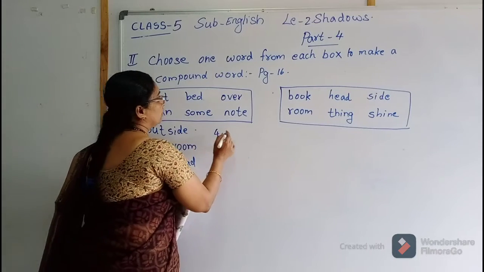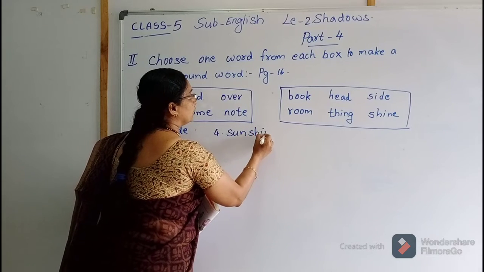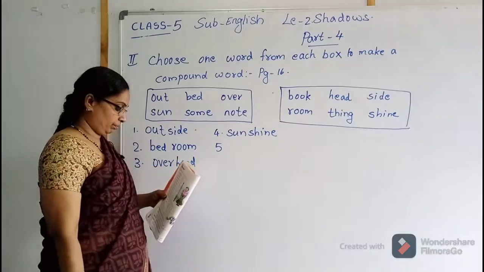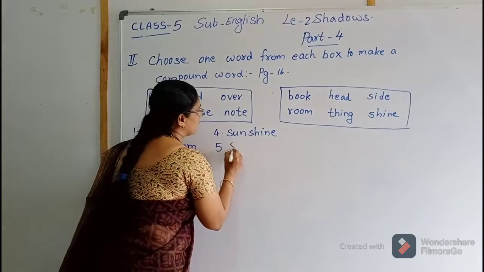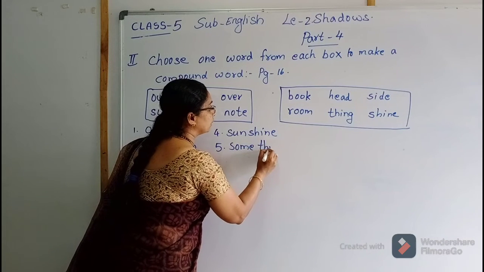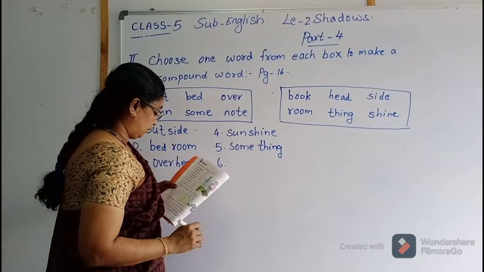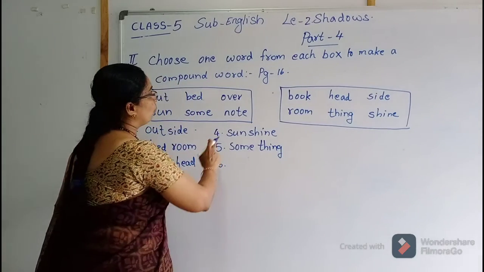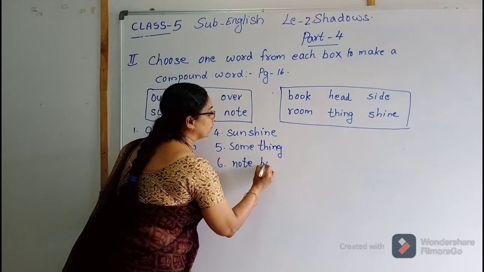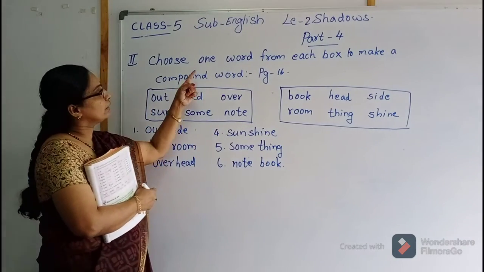Sun, from this column, sun, from there, shine. This is the compound word, sunshine. Then, in this box, some, from there we are taking thing: something. Number 6, here we are getting one word, not. From there, book. See, children, this is a compound word.